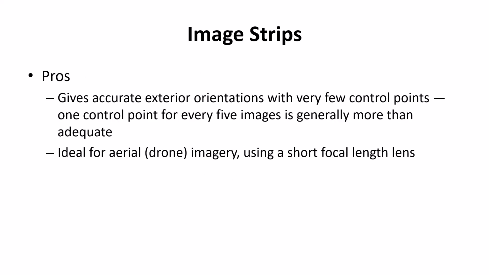Some of the advantages of running as a strip: you get accurate exterior orientations with very few control points. You only need a control point for maybe 1 out of 5 images. So you don't have to have a control point in every image. That control will be carried from one image through the images that don't have control within the software itself. And this is an ideal way for doing drone imagery using short focal length lenses.